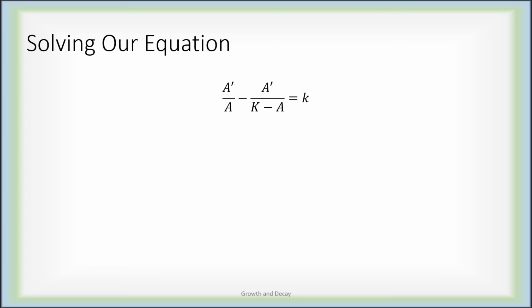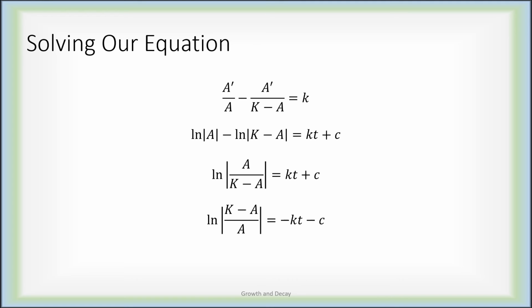So here's what we have after we did some separation of variables, partial fraction decomposition, and some algebraic simplification. These integrate respectively as log A minus log of capital K minus A, and on the right you get kt plus some constant c. I combine those two logs using properties of logarithms to be the log of the quotient. Now, I'm going to reciprocate A over K minus A into K minus A over A. That's just multiplying both sides by minus 1.